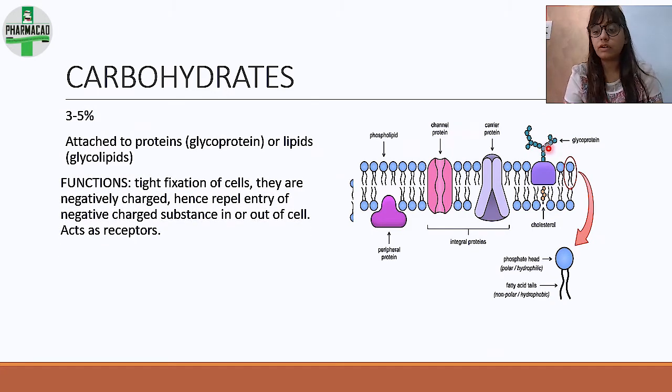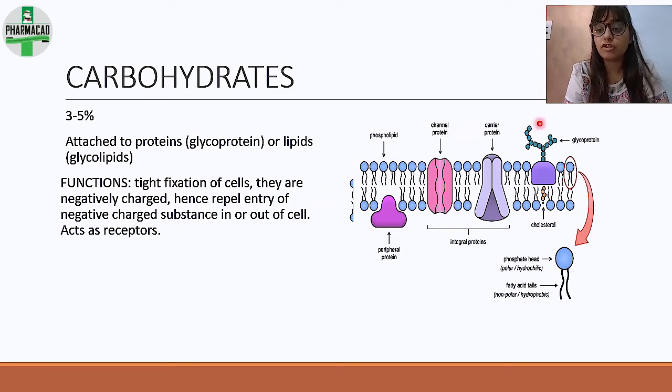The functions of it is tight fixation of cells. They are negatively charged, hence repel entry of negatively charged substance in or out of the cell. A common example is chemistry में तो तुमको पता ही होगा. Otherwise magnet में भी same poles पास में लाओगे तो repel होगा. Similarly, since these carbohydrates are negatively charged, anything that is negatively charged and if it comes close, it will be repelled off. And they act as receptors.